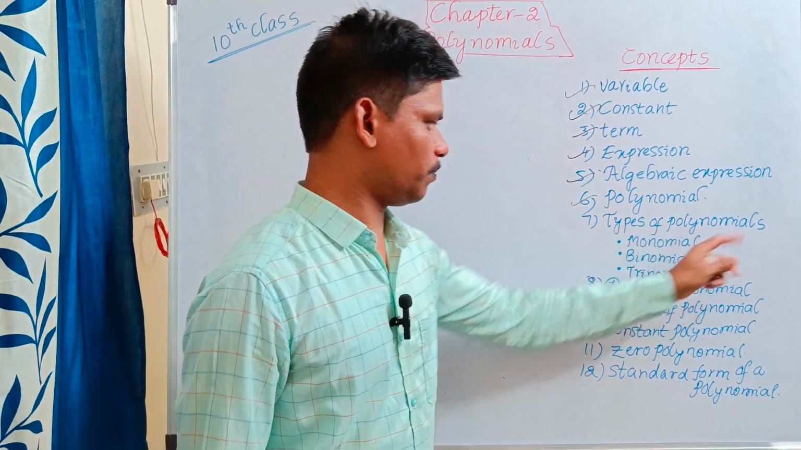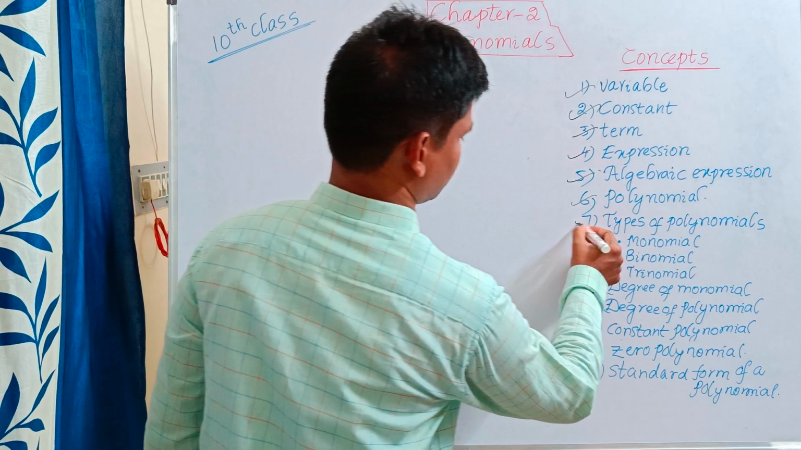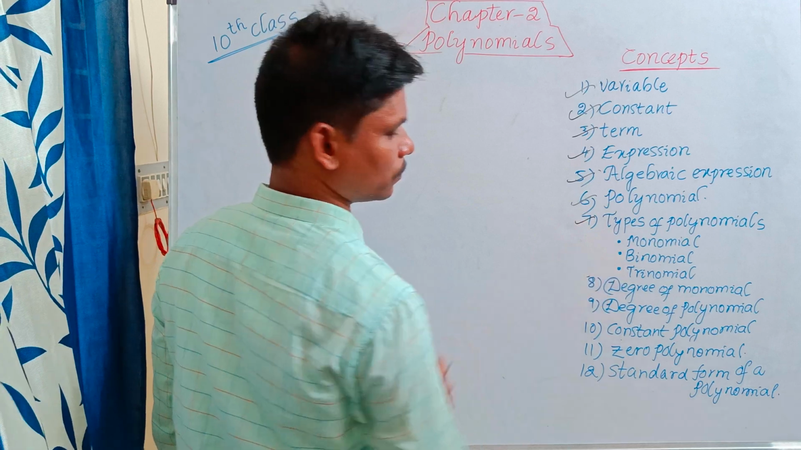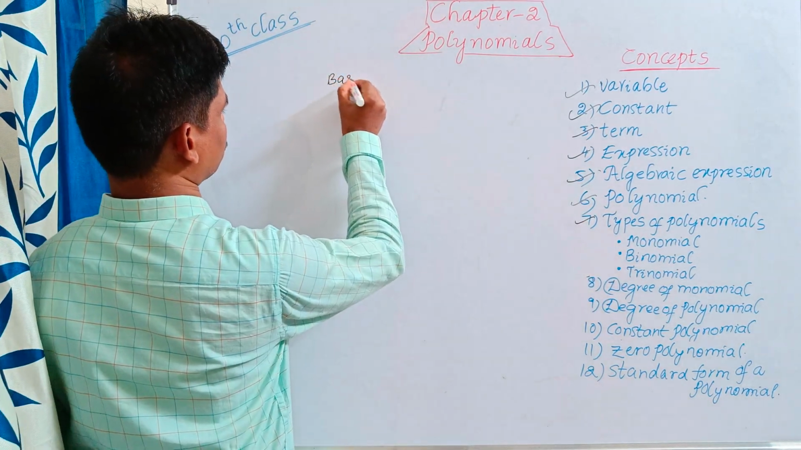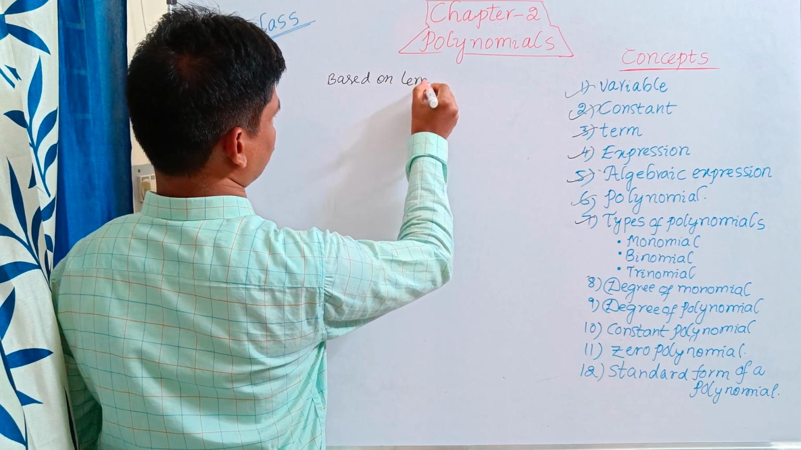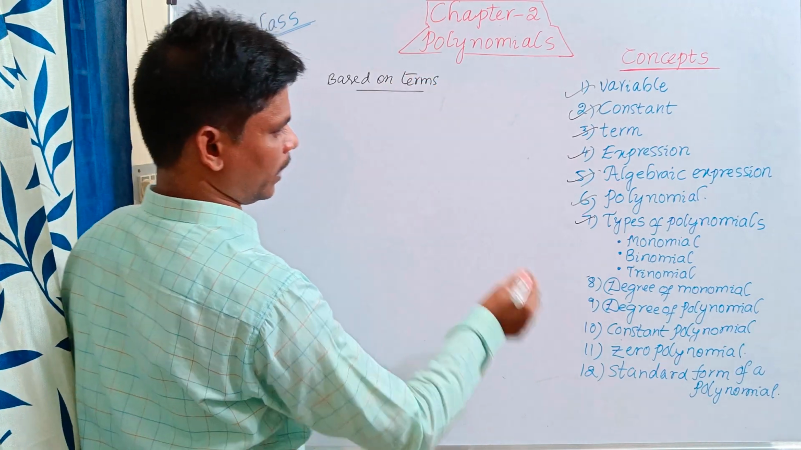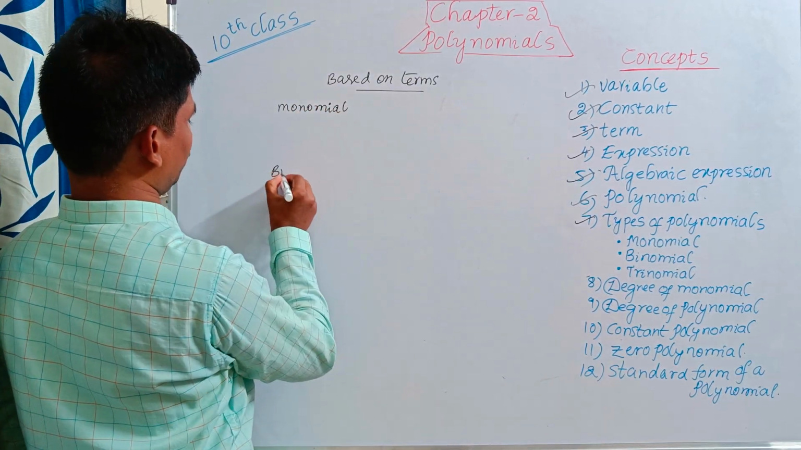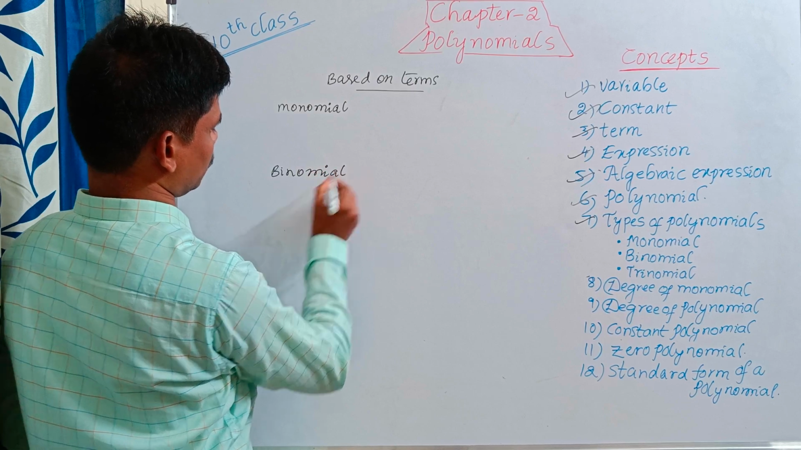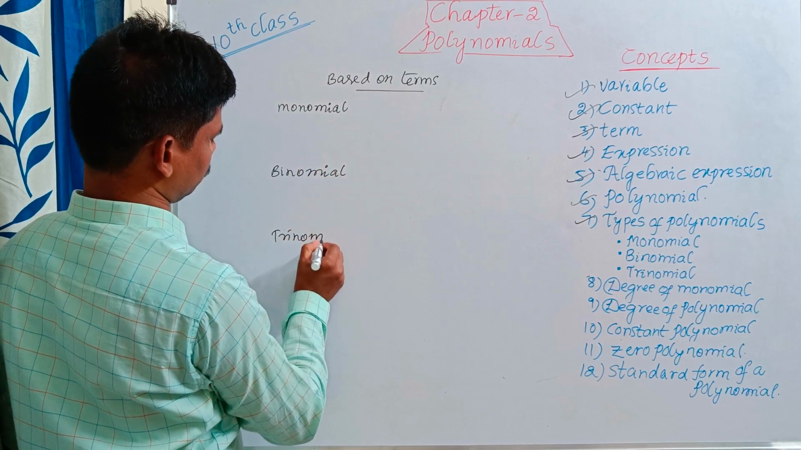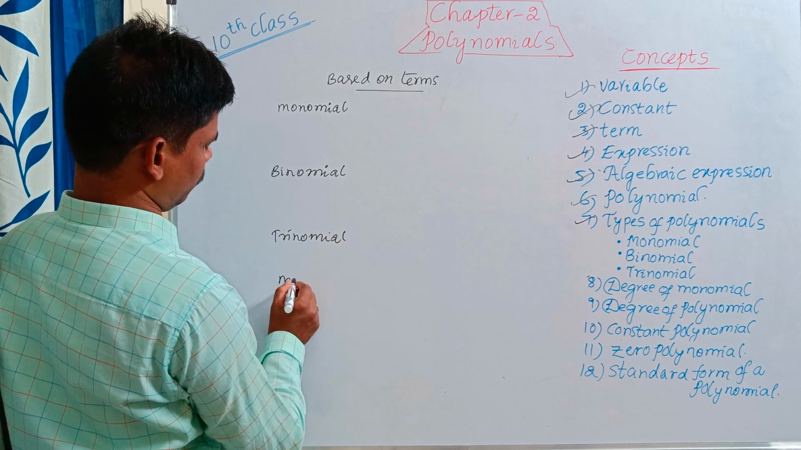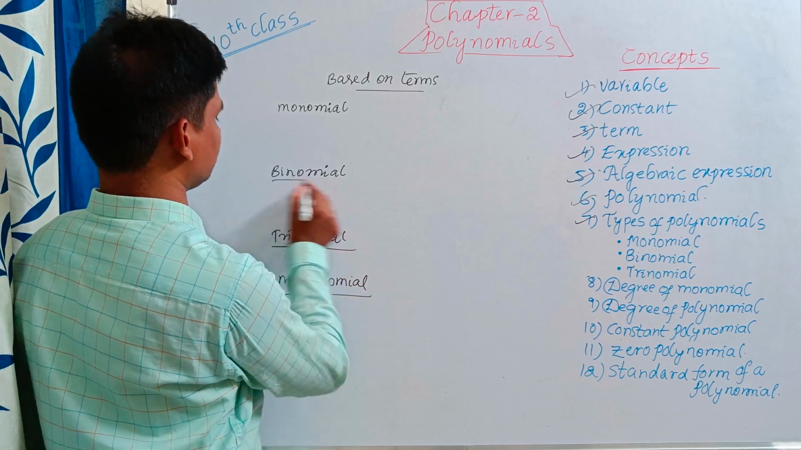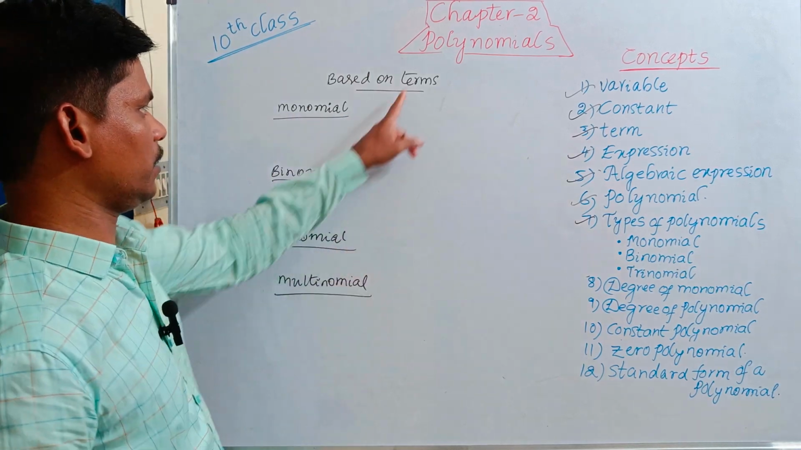Next, types of polynomials. Based on the terms, they are classified into three types: monomial, binomial, trinomial, and also multinomial. So how is it defined? These are based on terms.